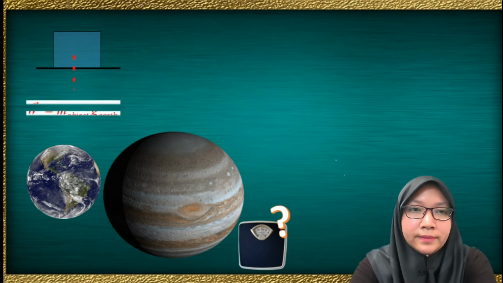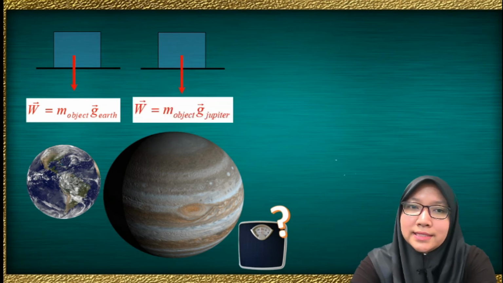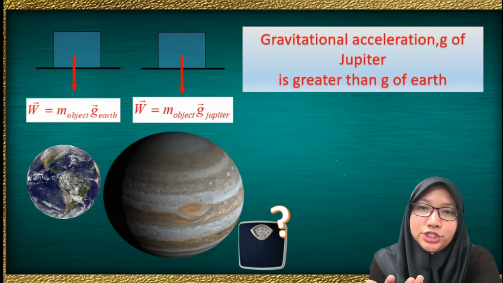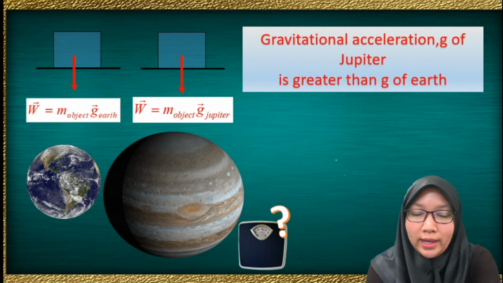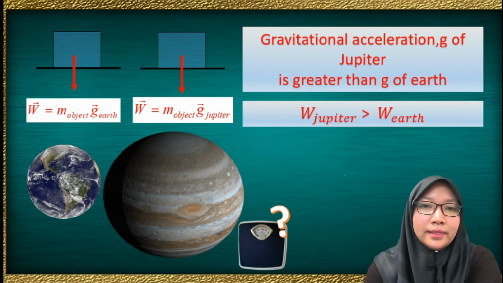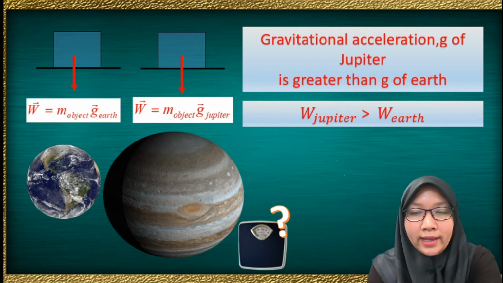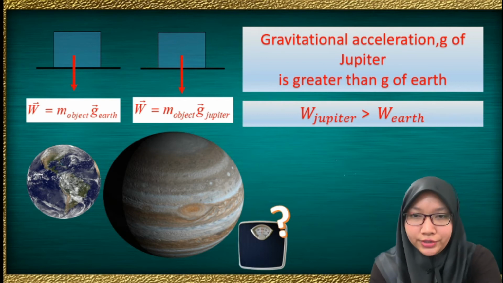Now, let's try these questions. You have two same objects, but sitting on a different planets. Let me give you, let's say, G value for Jupiter is way greater than G value of Earth. How much there are weight on this scale? Correct. The weight on the Jupiter would be greater than the weight on Earth. Why? Because remember, mass are the same, but the G are different.